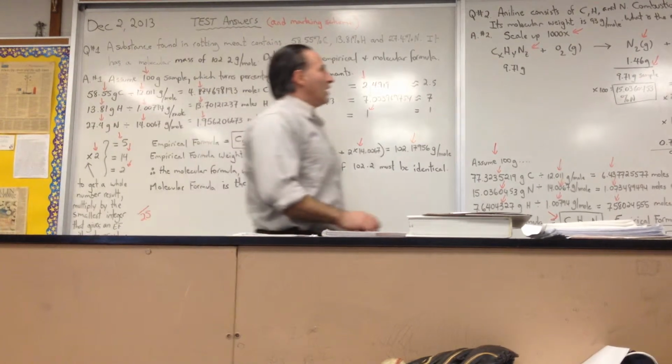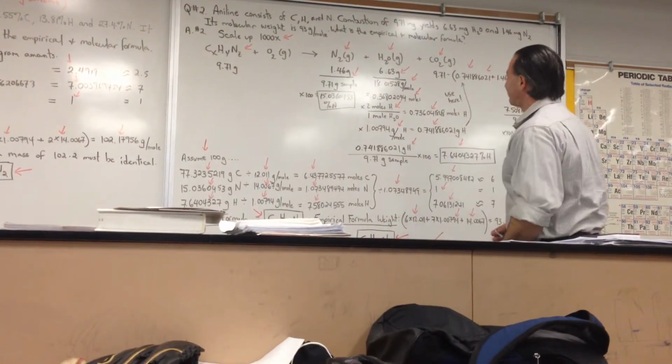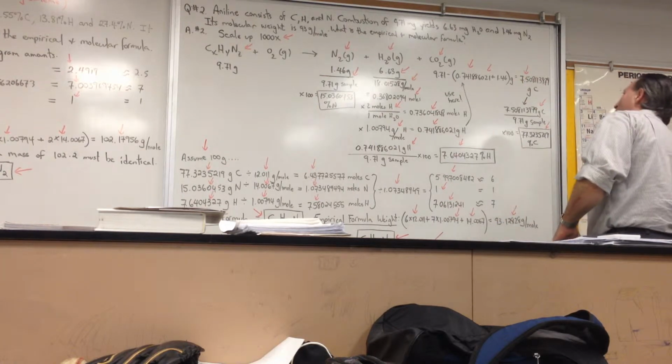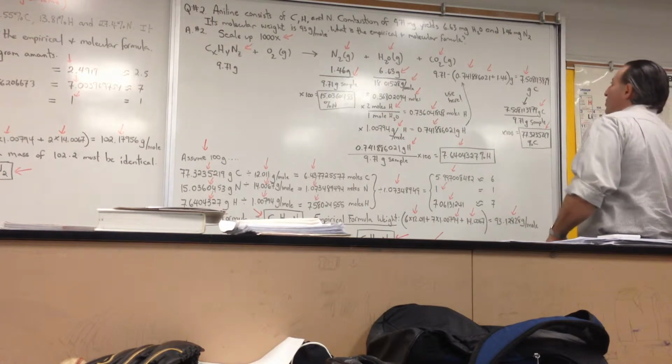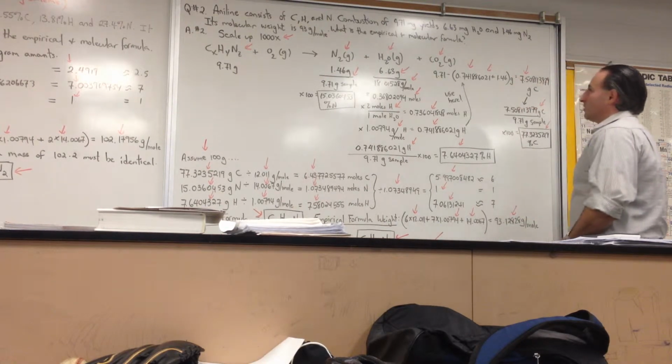The next one, aniline consists of carbon, hydrogen, and nitrogen. Combustion of 9.7 milligrams yields 6.6 milligrams of water, and 1.46 milligrams of nitrogen. Its molecular weight is 93. What is its empirical and molecular formula?